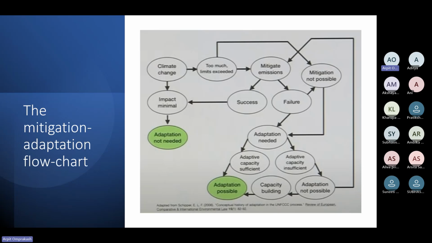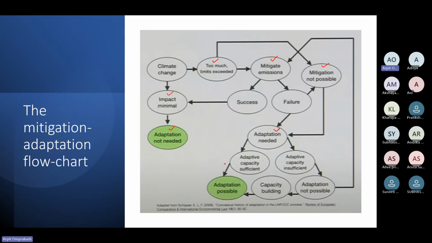Right. So this is the mitigation adaptation flowchart, which tells you what we should do and what we should not do. If we recognize that there's climate change and we see that there's minimal impact, then we don't need any adaptation. We might not even need any mitigation. If there is too much climate change, we may try to mitigate our greenhouse gas emissions and so on. But if mitigation is not possible, we can try adaptation.